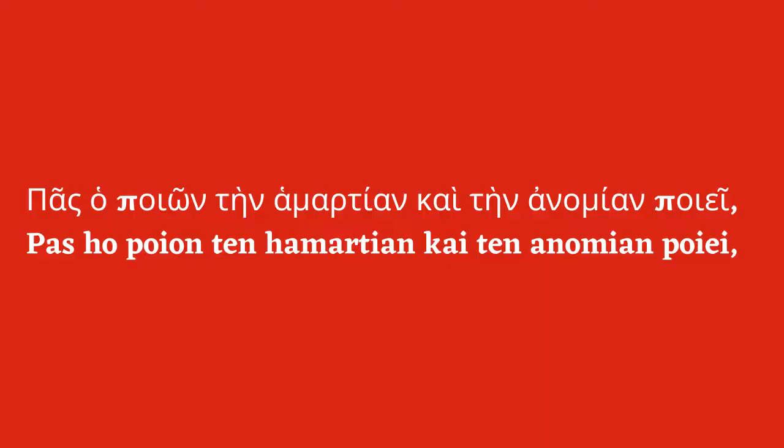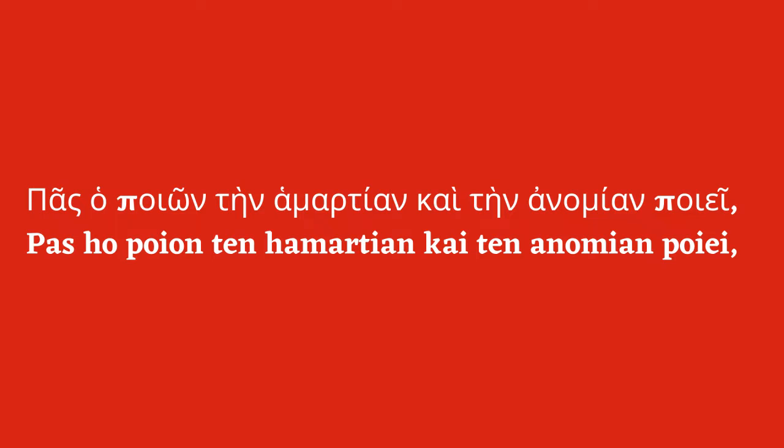Let's jump right in. We're going to be looking in 1 John chapter 3 today. We're going to start with verse 4a, the first half of verse 4. In Koine it says, Pas ho poion tein hamartian kai tein anomian poie. So let's break it down.